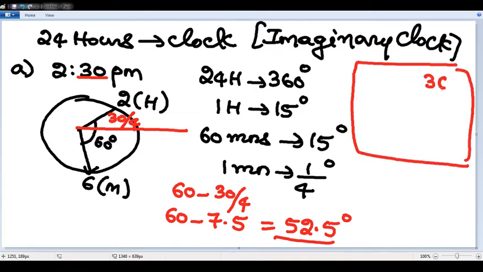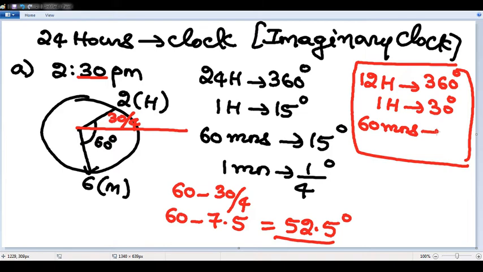Total angle in a circle clock is 360 degrees. By default it is 12 hours. 1 hour it is 30 degrees. 1 hour is 60 minutes. 60 minutes it is 30 degrees. 1 minute it is half degree. Let him give any question. He can change the total angle. He can change the number of hours. He can change the number of minutes per hour. Whatever the question changes, change the value here. This is the basic premise. I hope it is clear.